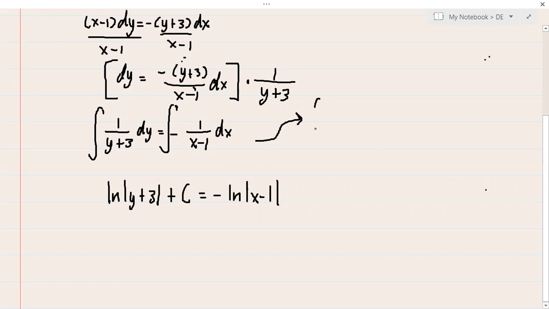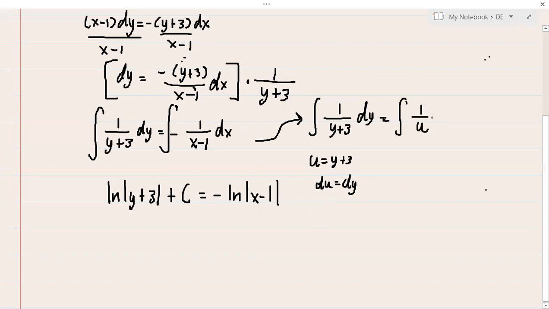Alright? So, pabigyan ko kayo. 1 all over y plus 3 times dy, di ba? I let u as y plus 3. Tapos, kinuha ko yung derivative ng u. So, ang derivative ng y plus 3 is magiging dy lang yan. Okay? So, therefore, ang mangyari dyan, I will have the integral of 1 all over u times yung dy ko is equal to du, so magiging du yan.